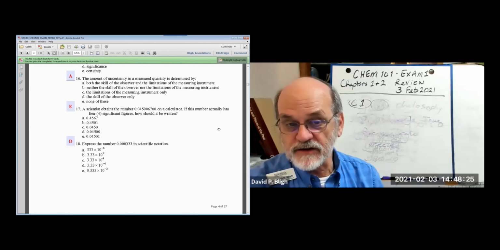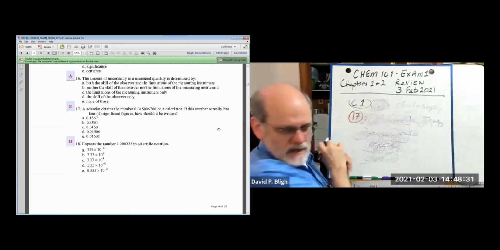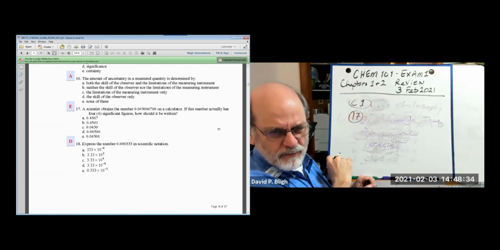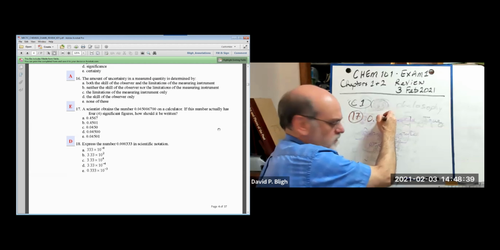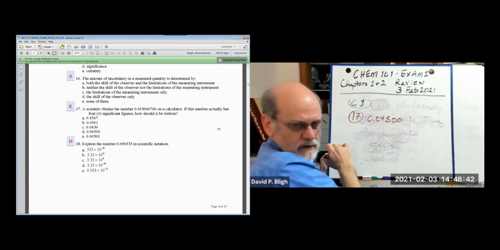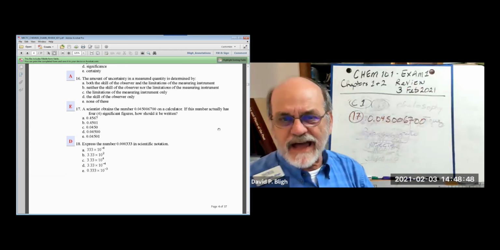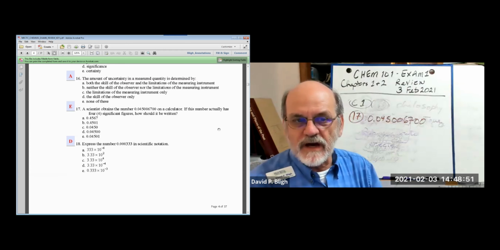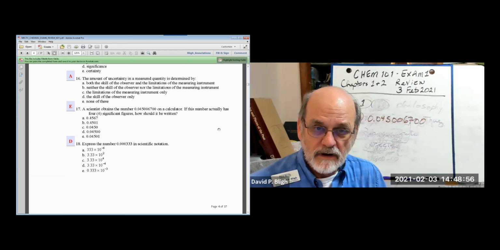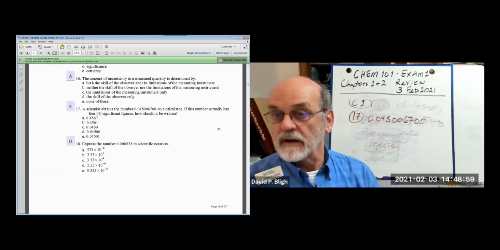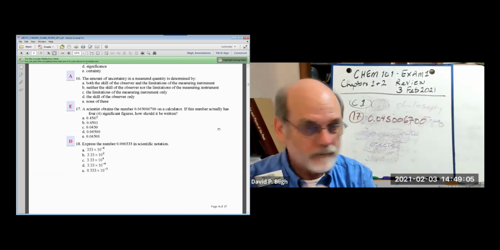Okay, a scientist obtains a number, and this number is 0.0450067.0. Okay. That's what the calculator spits out. If this number actually should be limited to four significant figures, how should it be written? All right. That's the question. Four significant figures in our answer is what we're looking for.